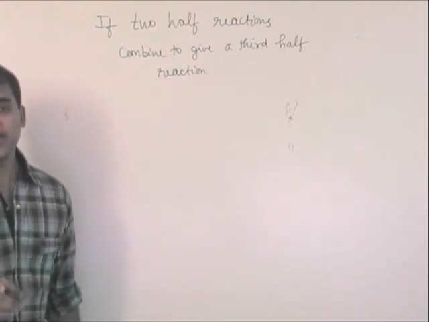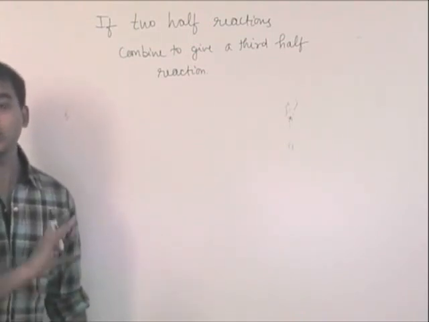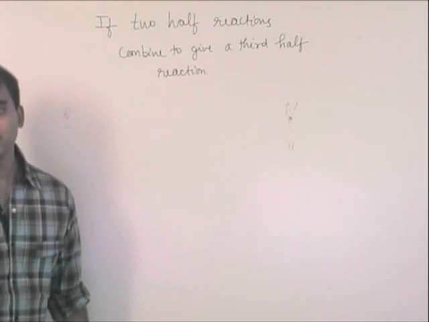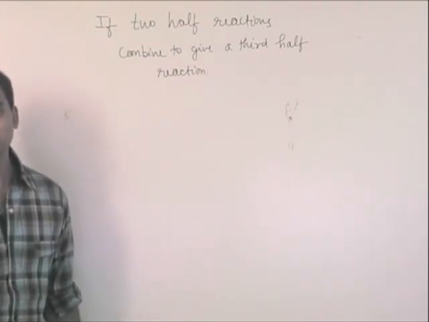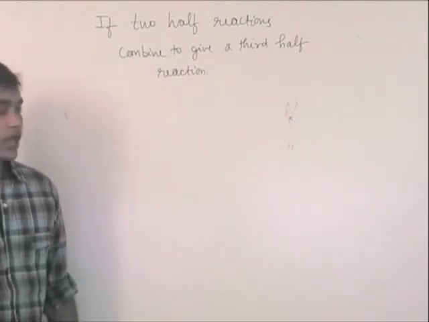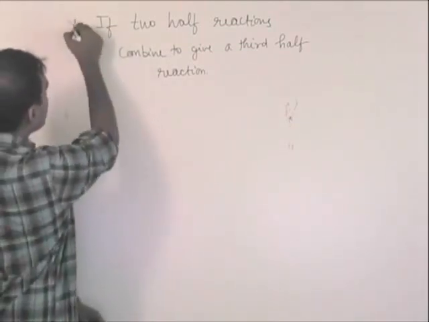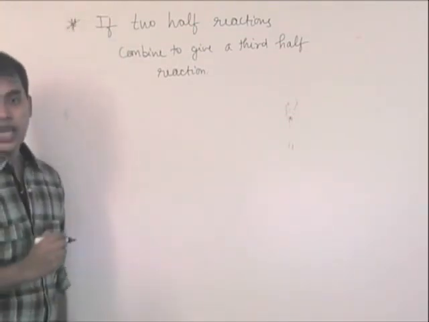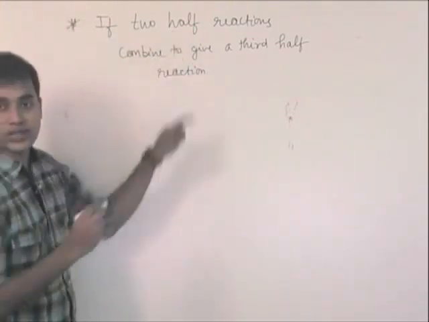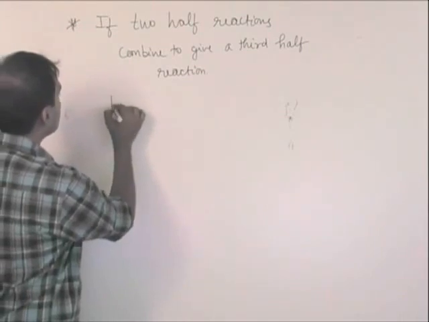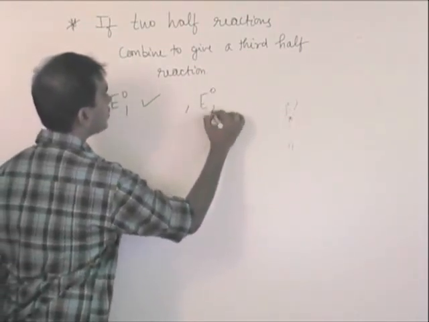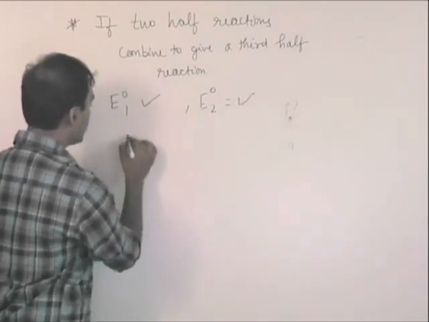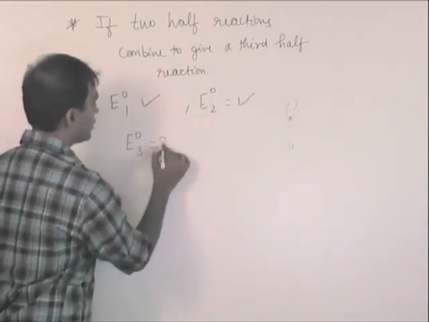What is the difference between a half reaction and a cell reaction? In a cell reaction, you don't have any electrons. But in a half reaction, you always have some electrons. Getting my point? Yes. Okay. So, if this case is given to you, suppose they give you E01, they give you E02, and the question asks you to find E03.